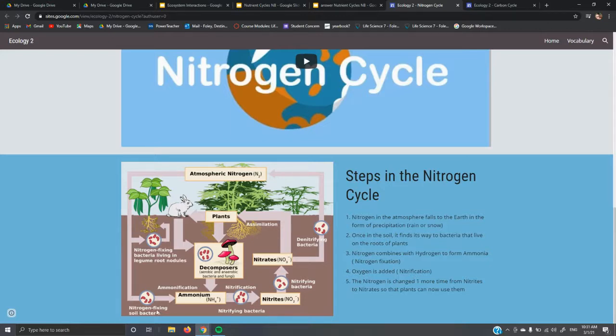Another way is that there are just free bacteria in the soil, and they can make ammonium. And there are some nitrifying bacteria that make nitrites. Then there's more that make nitrates, and then the plants can use it. So in the air, atmospheric nitrogen plants can't use. It's got to be broken down to nitrates.